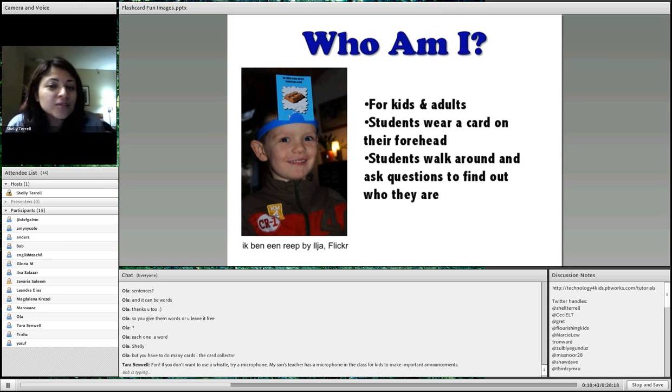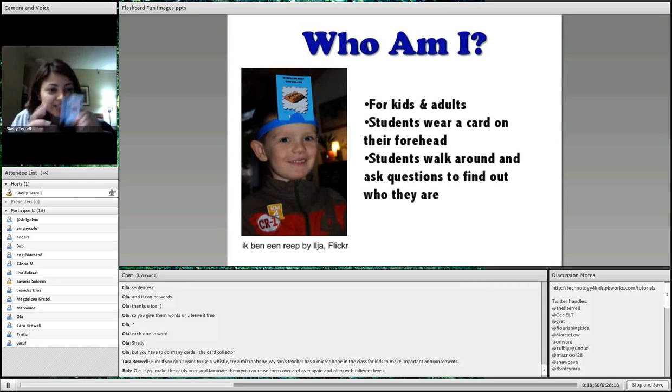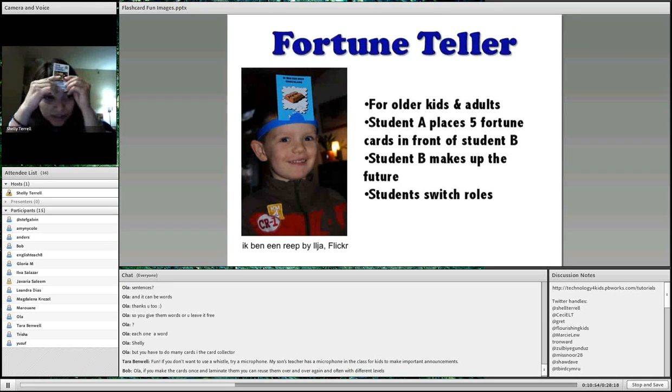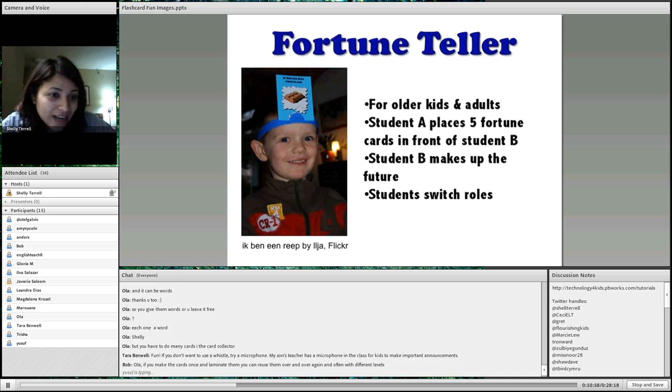Now this game is for kids and adults. This is called Who Am I? Now I don't have an example of a card, but this one is really good right here as well. So they just take the flashcard, what they learned, and they put it on their forehead, and then they walk around, and they have to ask questions, and then the other students respond to it so they can guess what they are.